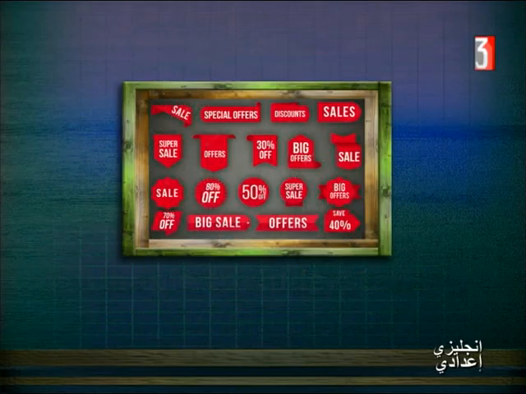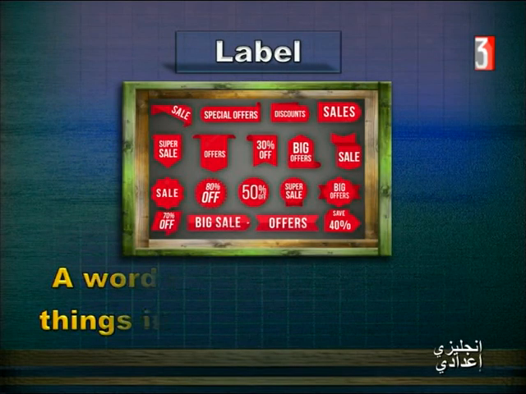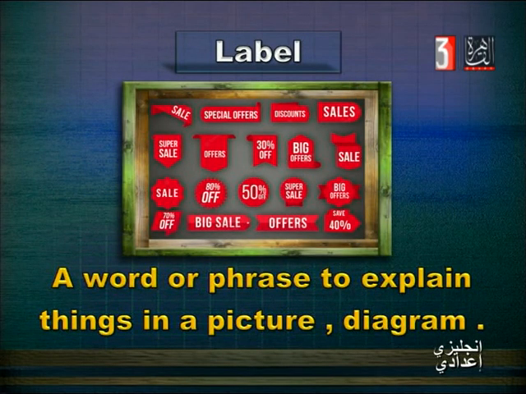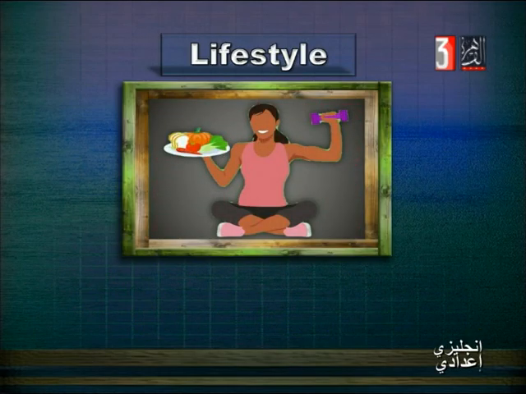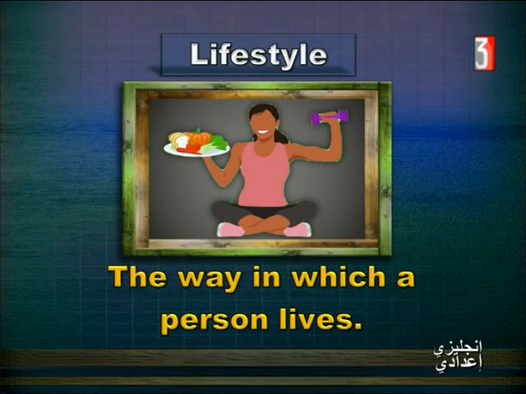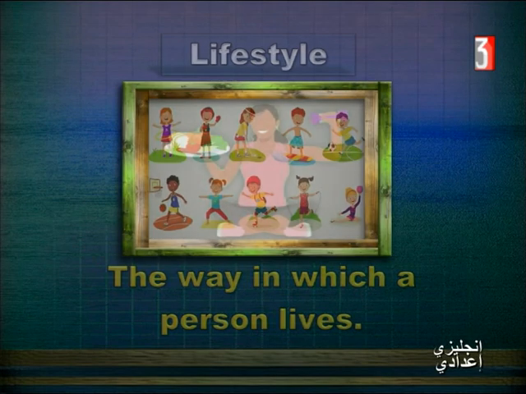We have also here label, ملصق. A word or phrase to explain things in a picture, diagram, etc. It's label. We have here lifestyle, أسلوب حياة, lifestyle. The way in which a person lives. So it's a lifestyle.